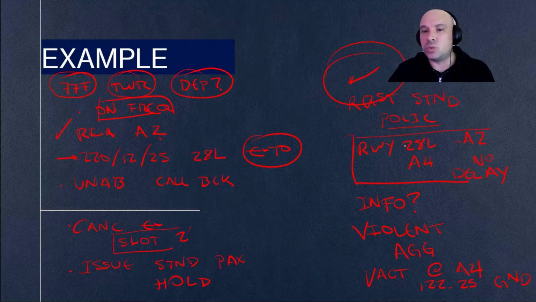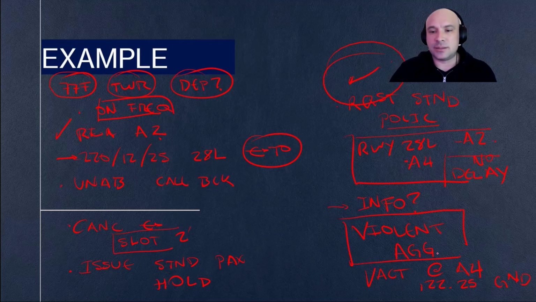So enter runway 28 left via Alpha 2, vacate Alpha 4, no delay, because she had, I think, both traffic behind and landing. And then she asked for more information about the situation. The pilot reported that they had a violent altercation with some passengers and that it had aggravated in the last 2 minutes. Then the pilot was instructed to vacate and at Alpha 4 contact 122.225 to contact ground.